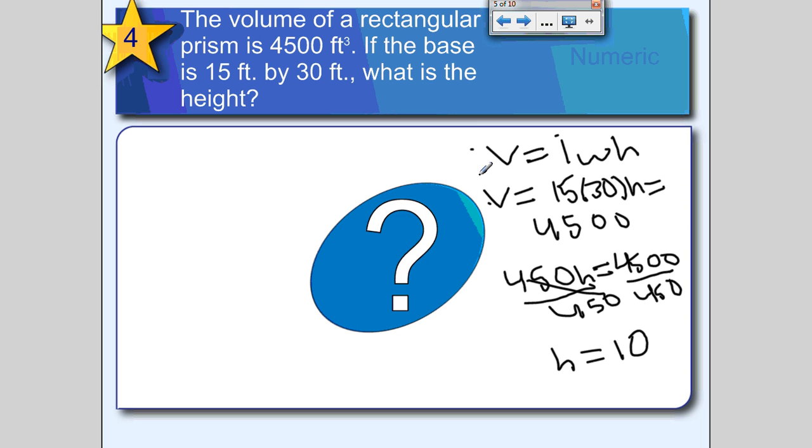Moving on to the next one. I've already worked this out because it's something we'll see, but not a whole lot. The volume of a rectangular prism is 4,500 feet cubed. The base is 15 feet by 30 feet. What is the height? We know the base is length times width because it's a rectangle, so 15 times 30 gives us 450. We divide both sides by 450 and find h is 10 feet.